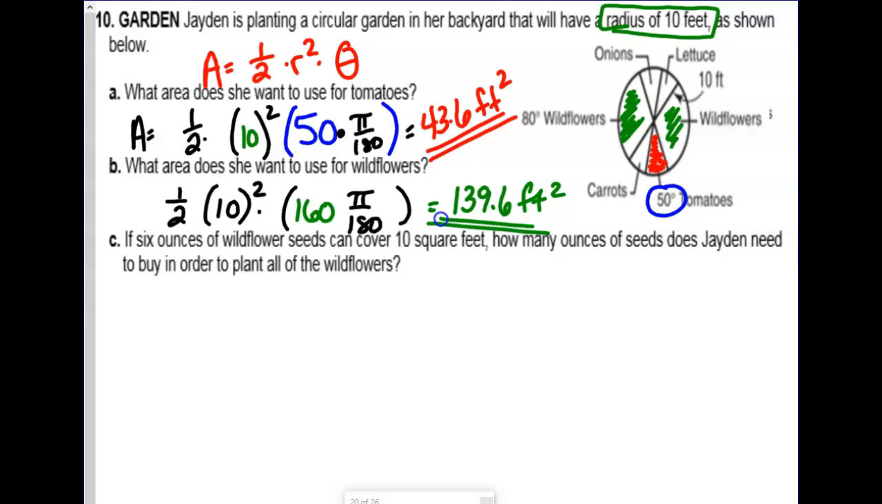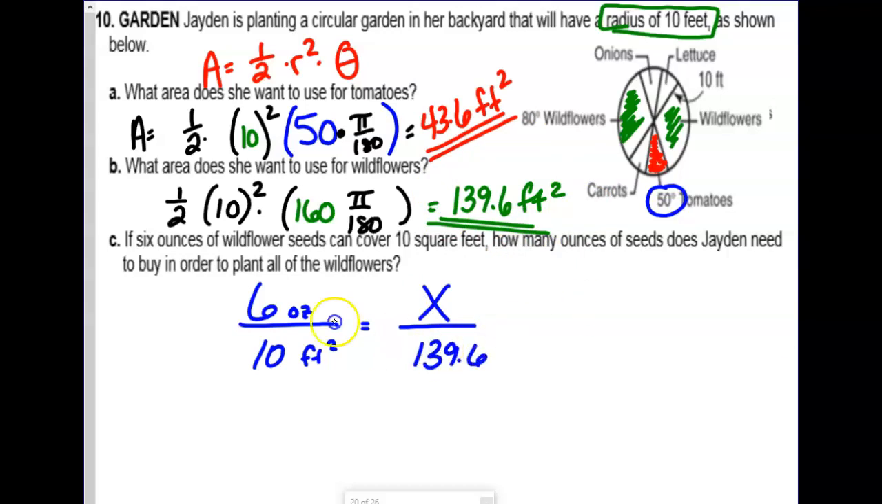All right, now this next part of the question goes off of the wildflowers answer. And it says if 6 ounces of wildflower seeds will cover 10 square feet, how many ounces does Jaden need? This feels very proportionate to me. So 6 ounces will cover 10 square feet. You don't really need to put the labels down. I just kind of do this because it's easier for me. To set up the proportion, just make sure everything matches. So the question is how many ounces? So he can cover this many square feet.